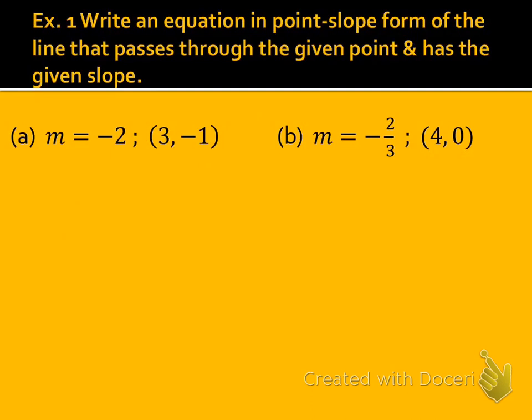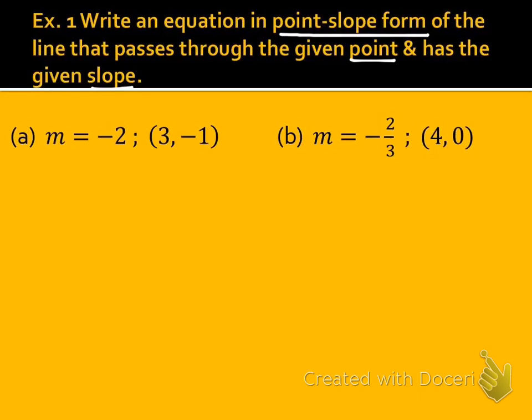All right, so let's look at example number 1. Write an equation in, and again, let's take that highlighter and highlight point slope form, because we have to recognize what they're asking us to do. They want an equation in point slope form, of the line that passes through the given point and has the given slope. So again, they're giving us a point and they're giving us a slope. We're going to simply plug them into the formula.